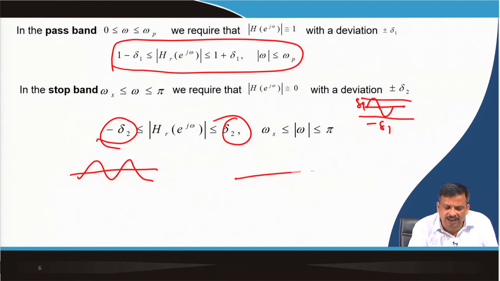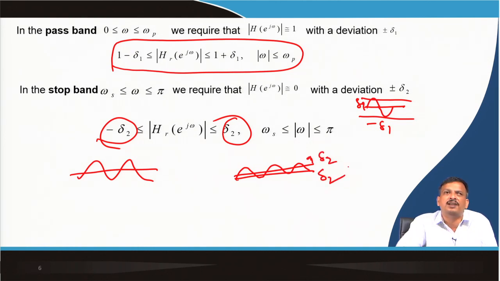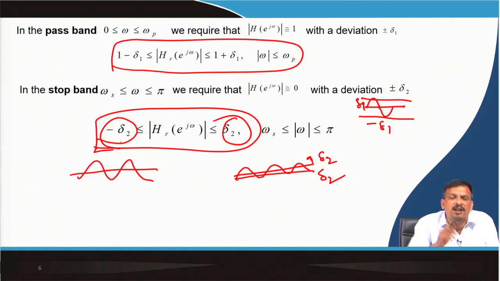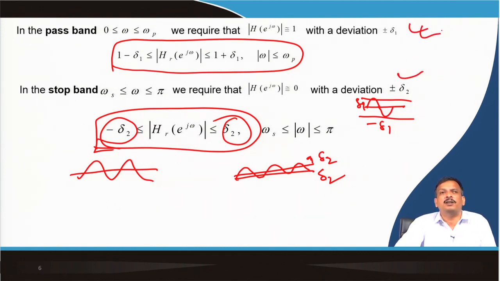For the stop band ripple variation, instead of delta s, I said the stop band has a ripple, and in the middle there is a line. So there is a delta 2 plus and a delta 2 minus. That is the ripple condition. Instead of 0 to delta s, I said minus delta 2 to plus delta 2. So that is the deviation in the stop band and that is the deviation in the pass band. Okay, so that I have known.